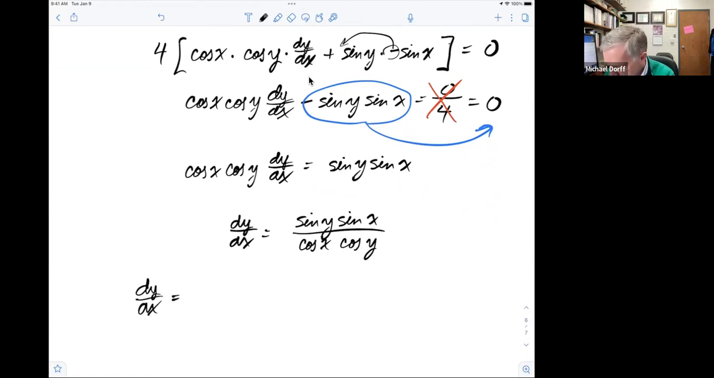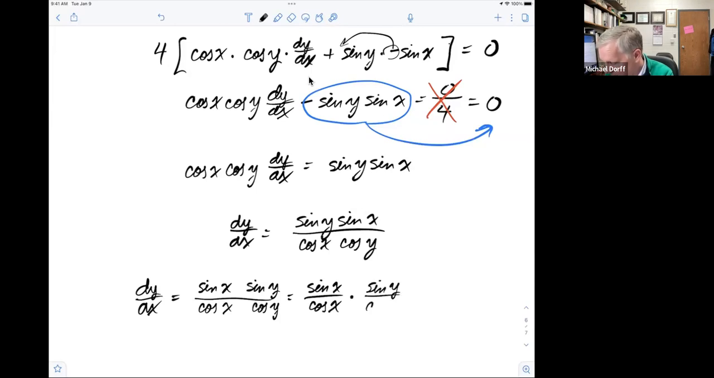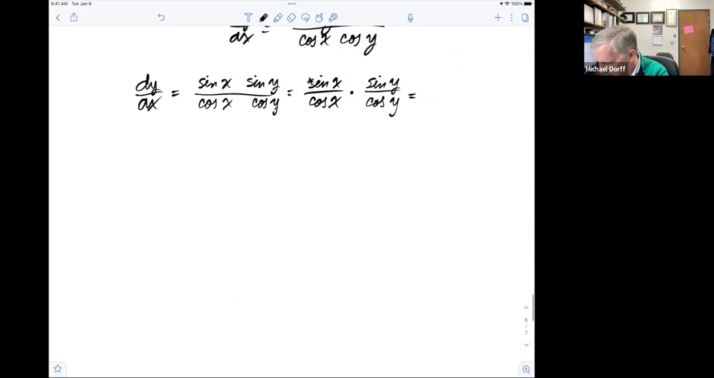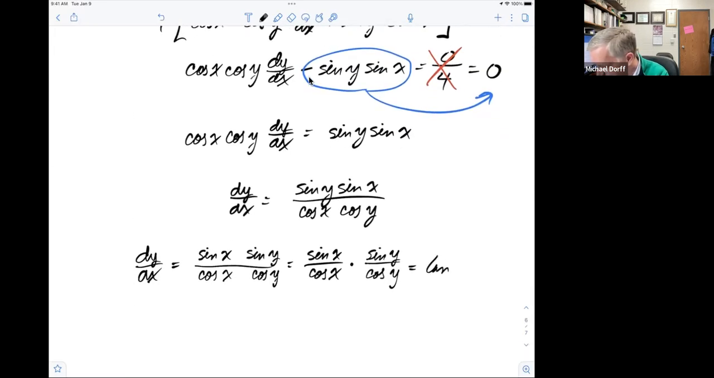They could notice that I'm going to change the order of what's on top. So I have a sine x on the top and sine y, and on the bottom I have a cosine x and a cosine y. And I can break that up into 2 fractions, sine x over cosine x times sine y over cosine y. And what are those? Well, sine over cosine, as long as the x and y's are the same, are tangent. So this is going to be tangent x, tangent y.